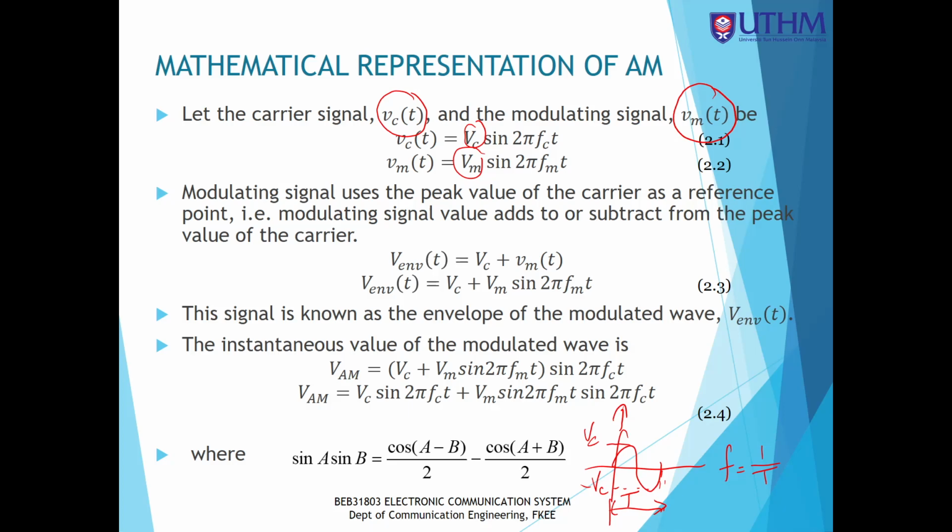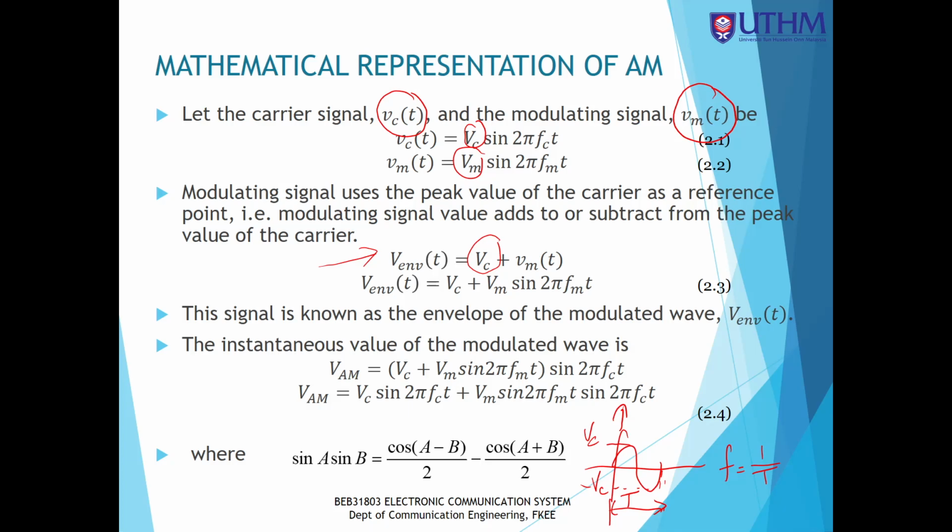Then we have another parameter, which we call the envelope. The function of the envelope is equal to Vc plus vm(t). You see that here Vc is a capital letter, which refers to the peak amplitude. It is not a function. If we write in small letters, it is a function. If it is a capital letter, it is a constant value.